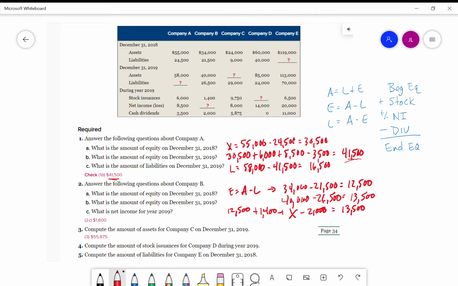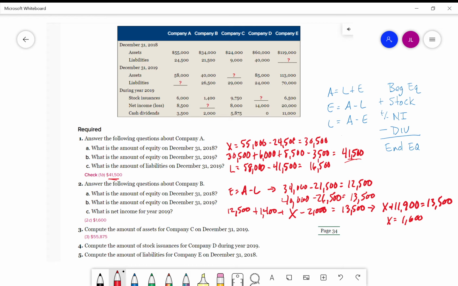Looking at this algebraically, 12,500 plus 1,400 is 13,900, minus 2,000 is 11,900. So we have X plus 11,900 equals 13,500. Earlier I wrote minus, but this should be X plus 11,900. If we subtract 11,900 from both sides, we get X is equal to 1,600. That is our net income for the year.